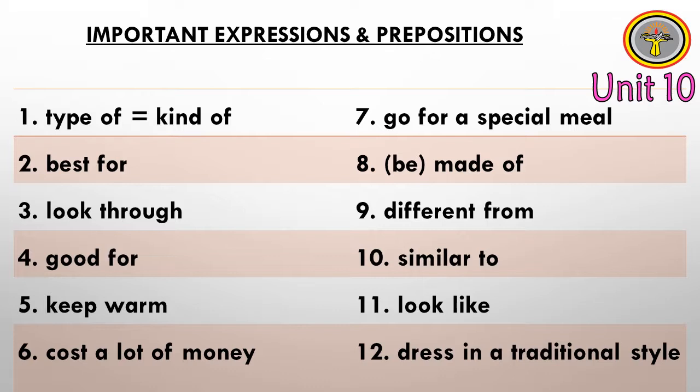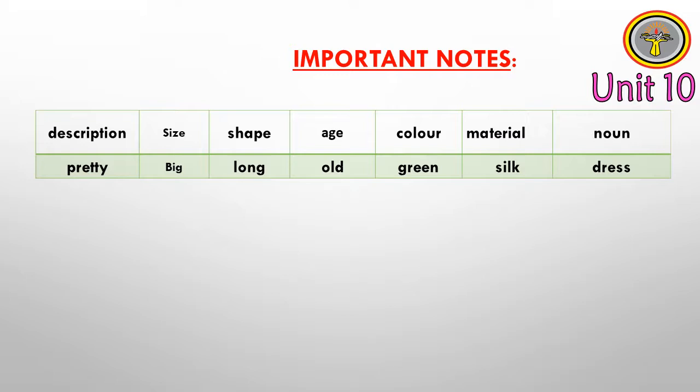Very important notes. When we want to describe a noun with more than one adjective, we have to keep in mind this arrangement. We can start with description, like pretty, wonderful, beautiful. Number 2, size, like big, small, and so on. Number 3, shape, like long, short, loose. Number 4, age, like old, ancient, young. Number 5, color, like green, blue. Number 6, material, like silk, linen, and so on.